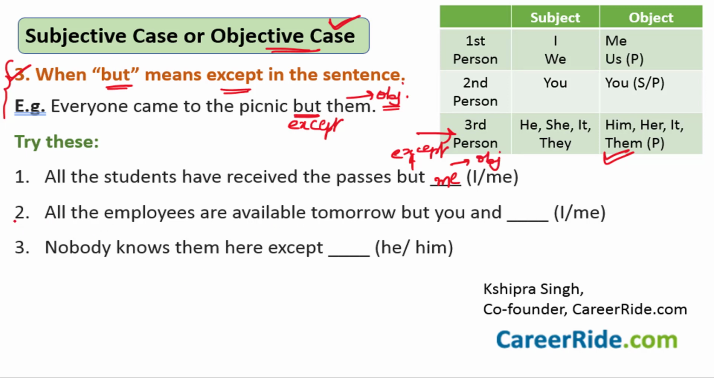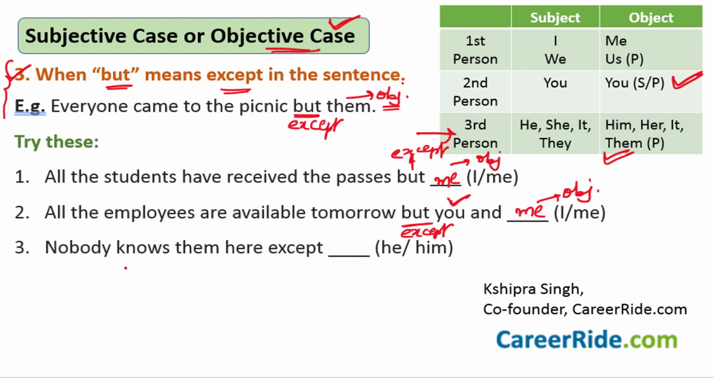Okay. Second sentence, "All the employees are available tomorrow, but you and what should it be?" "I" or "me"? "But" means here "except". Everybody is coming to the office except you. "You" is right here. Why? Because this is the objective case of second person. What should it be in the second blank? Should it be "I" or "me"? It should be "me". Why? Because this is the objective case of first person, right?